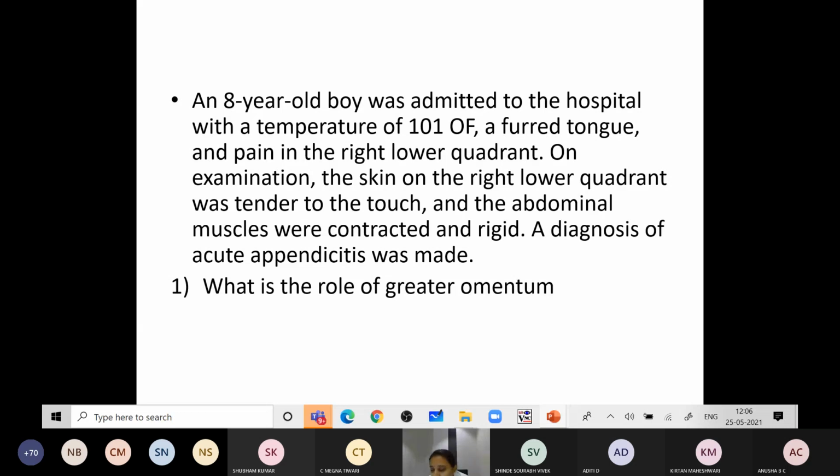The greater omentum will cover the appendix. Okay, it goes there and tries to cover it up to prevent the spread of infection from the local site to the general peritoneal cavity. Related to this question only, there is an MCQ.